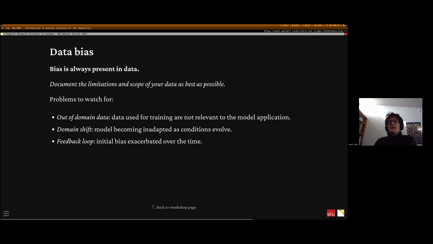That's when the model becomes totally inadapted to a certain condition it's trying to solve. And then maybe the problem you might be the most familiar with is the feedback loop. You have an initial bias, and because of this process of training, you exacerbate the problem. A classic example is, for instance, in some neighborhoods, there is more police because of some initial, for instance, racial bias. And because there's a lot more police, well, there are more arrests. And so because we believe that there are more arrests, we need to increase the amount of police.